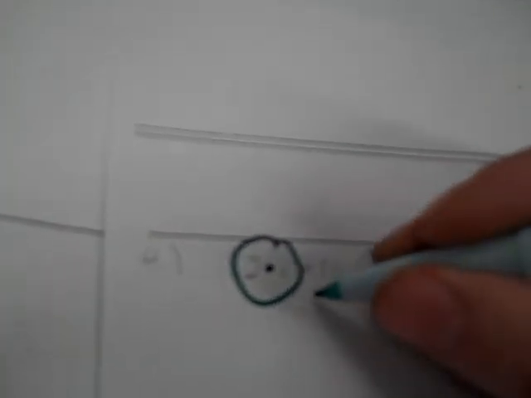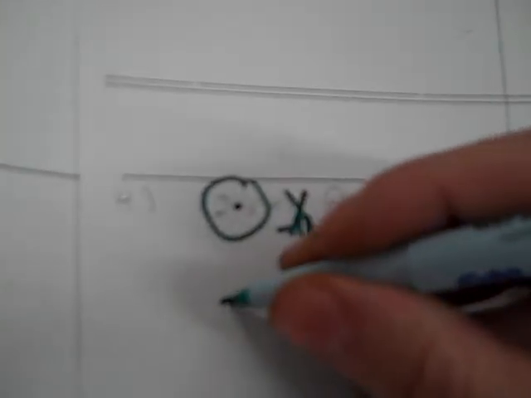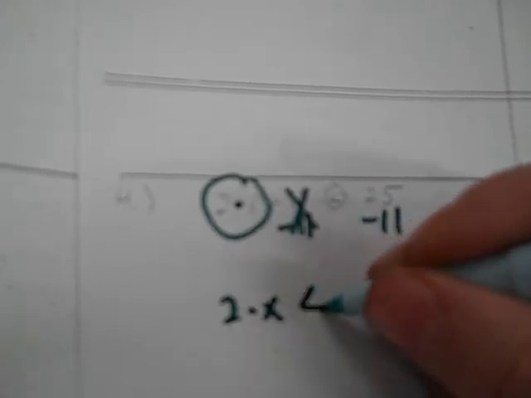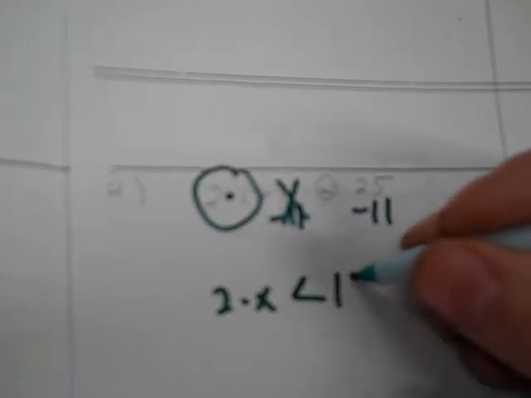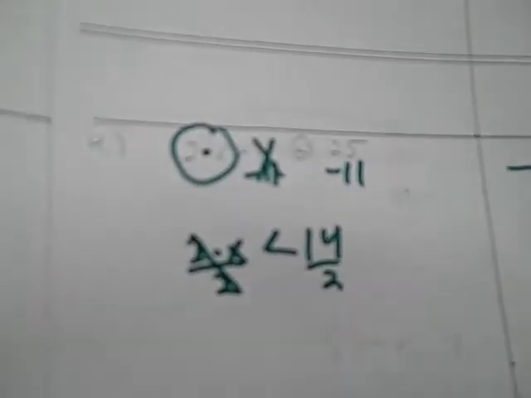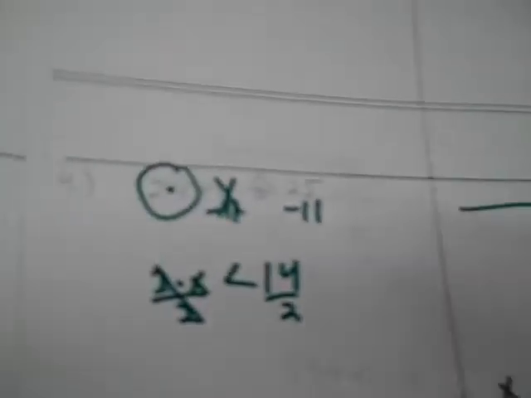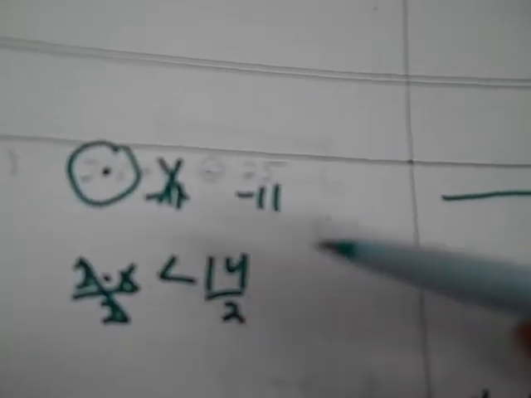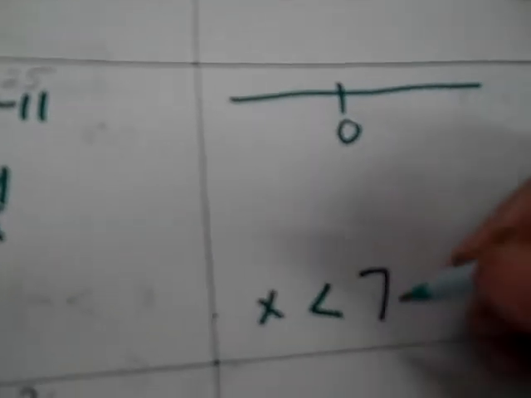Now we need to add or subtract if there's a number outside the circle. There's a number outside the circle, plus 11, so we subtract that. Okay, so I've got 2x, I've got the sign, and then 25 minus 11 is 14. Okay, now we can go divide. And that cancels, and x is over here. Then I have the sign, and then 14 divided by 2 is 7. Okay, so x is less than 7.